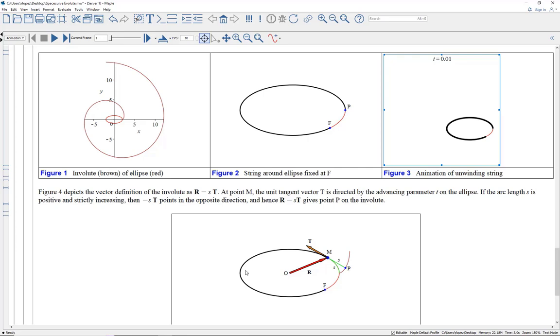So here is the ellipse, black is the string, green is the piece of string pulled off tautly, center, position vector, tangent vector. Now the tangent vector points in the direction you see because the curve of the ellipse is traced counterclockwise. S is this amount of string. To get to point P, you have to put a minus sign to flip the direction of T, pointing out this way towards point P, and S is the amount of string, and T is a unit tangent vector, so that's what gets you to point P. That's why R minus ST works.